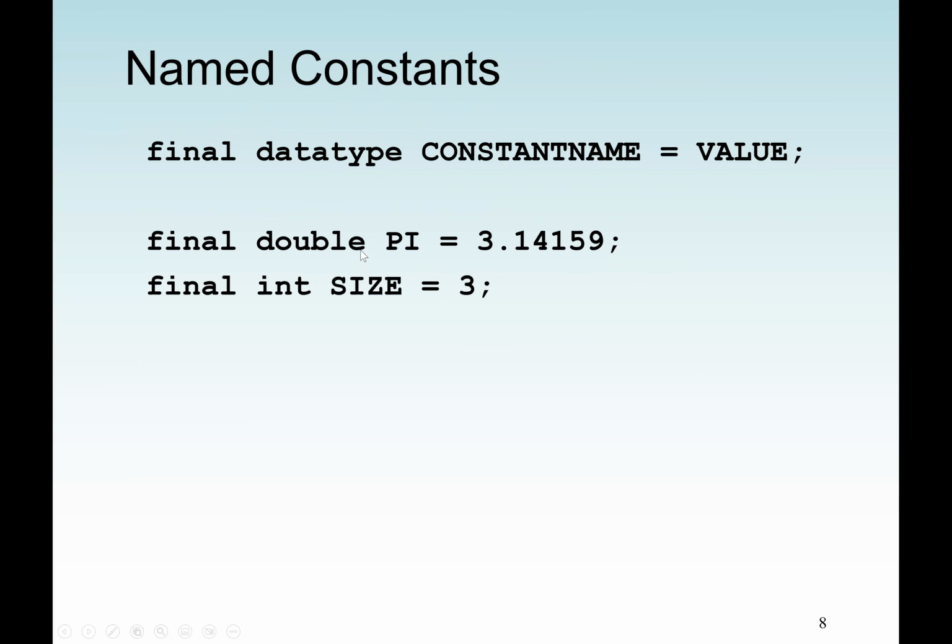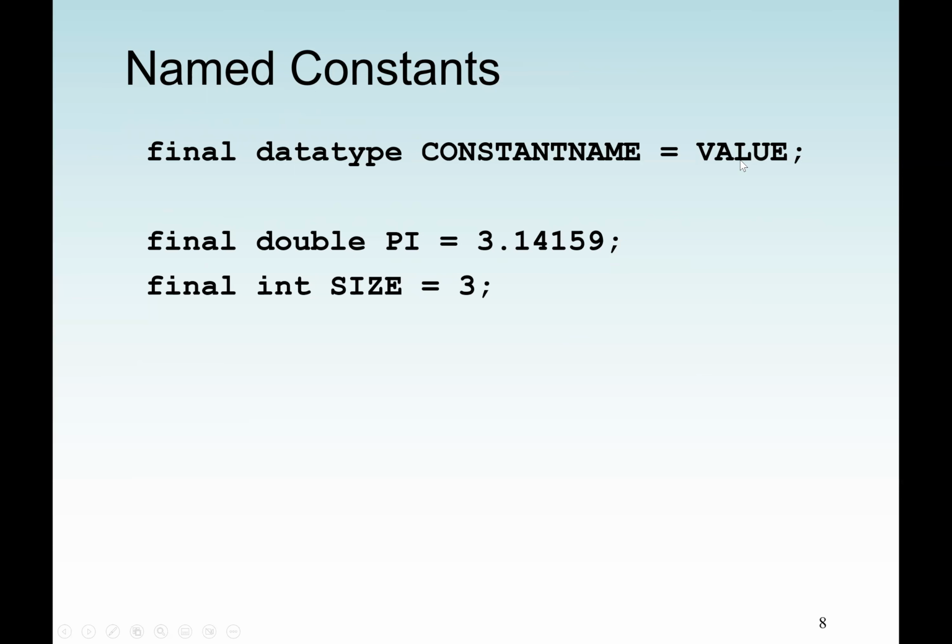So for example, here we have a variable named pi. The data type is double. To declare a constant variable, we use the keyword final. So we have the keyword final, then the data type of the variable, then the variable name, and you have to initialize it.